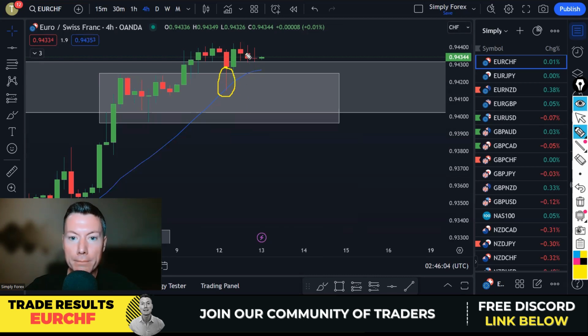I actually took some profit here. I took 50% of my profit here, and then I moved my stop from here to here. I can add to this trade. Let's say price comes down to here and we get a reaction, I can add to this trade because I'm still interested in buying this pair. So I made some profit, guys, and I'm still in this trade. Let's see what happens today.